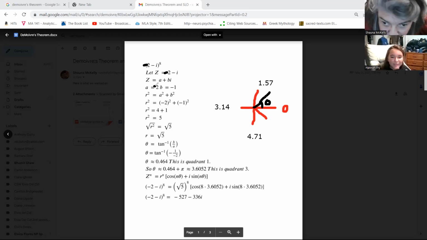So this angle is in quadrant 1, but what I need is the angle that's in quadrant 3. I need the angle that's over here. I need that one, right? So what I'm going to do here is add pi to this. Now, why am I going to add pi? Think about this.